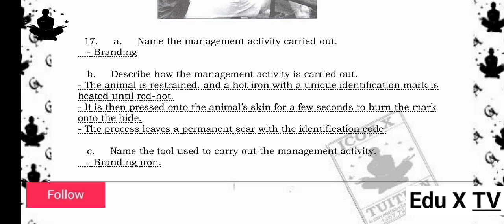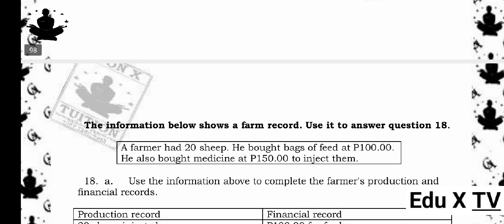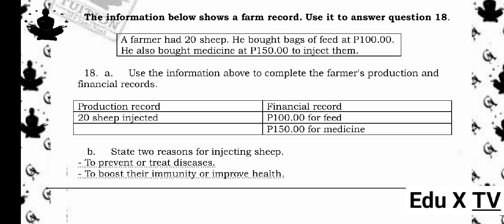C. Name the tool used to carry out the management activity. Branding iron. The information below shows a farm record. Use it to answer question 18. A farmer had 20 sheep. He bought bags of feed at 100 pula. He also bought medicine at 150 pula to inject them. 18. A. Use the information above to complete the farmer's production and financial records.